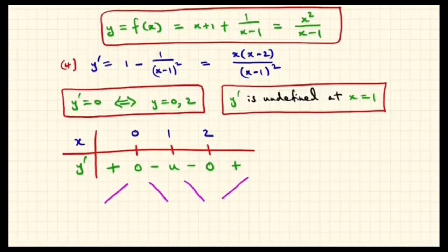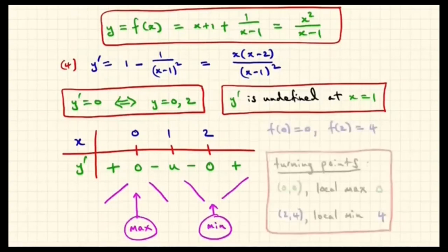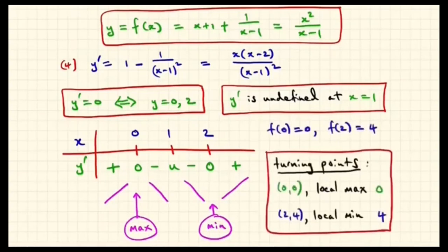Evaluating f at x equals 0 and 2 produces a turning point (0, 0), the origin in fact, with local maximum of 0, and (2, 4) with a local minimum of 4.